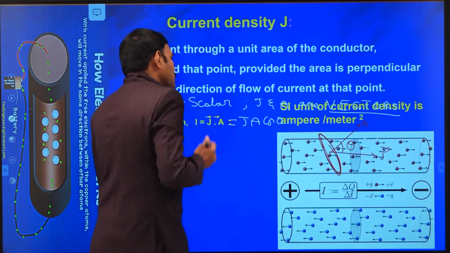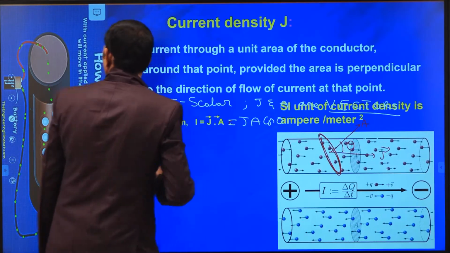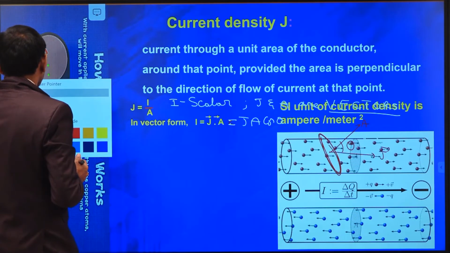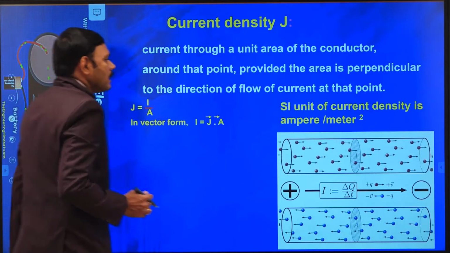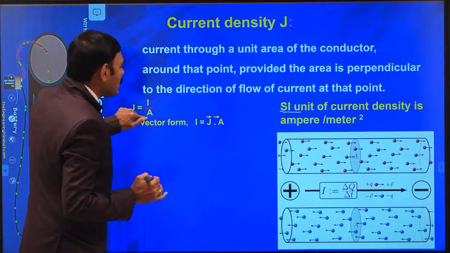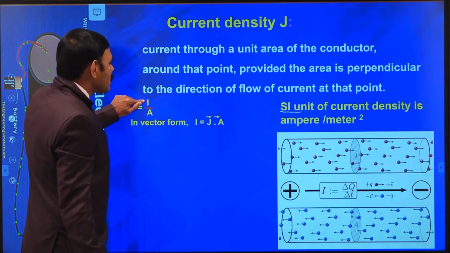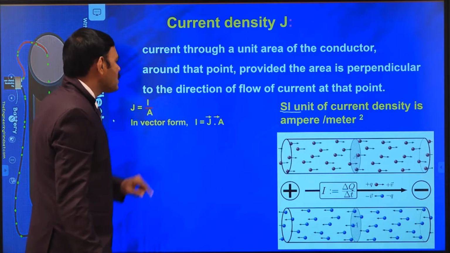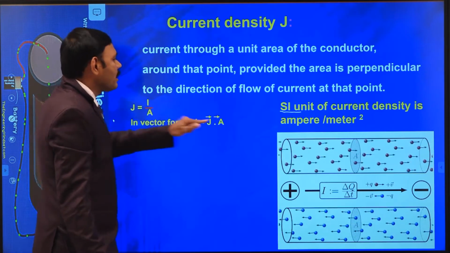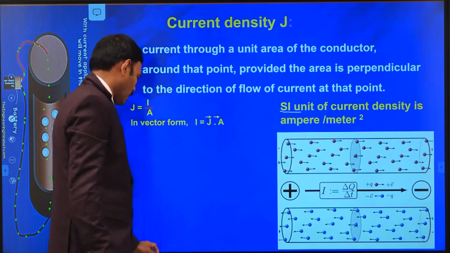So now we consider the unit of current density. So the SI unit of current density: here current density is current per unit area. So the unit of current is ampere, area is meter square. So the unit of current density is ampere per meter square.